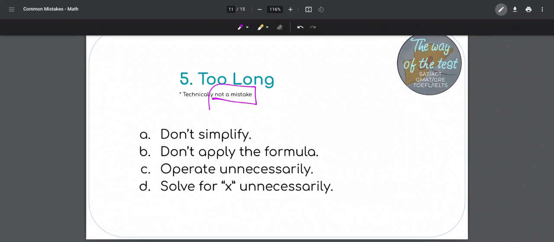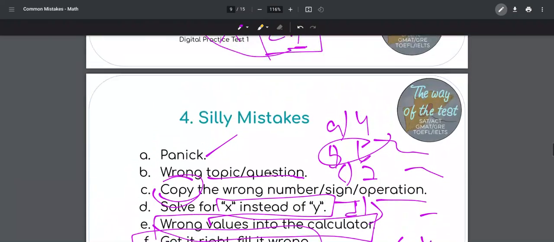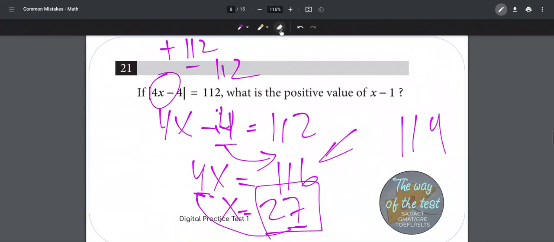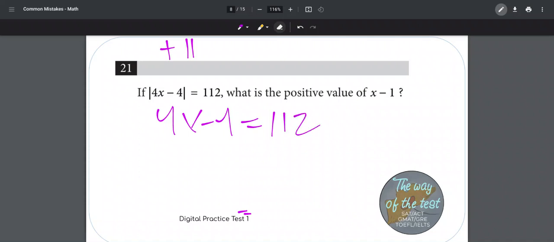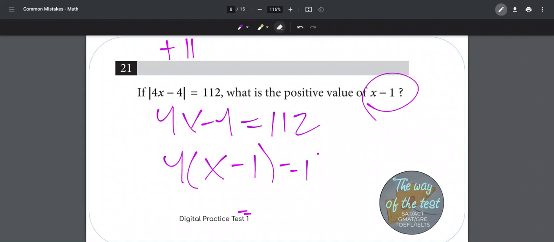Usually this kind of quote unquote mistake happens because you don't simplify, you don't apply the formula, so you do it by other means, you operate unnecessarily. For example, in this question, we didn't really have to move the 4 to the other side. It's kind of a spoiler, but you're not looking for x, you're looking for x minus 1. The best thing to do is to factor out the 4, so 4 times x minus 1 equals 112. That way I just had to move the 4 to the other side by dividing, and I already have the answer.